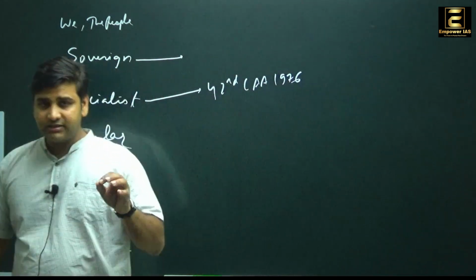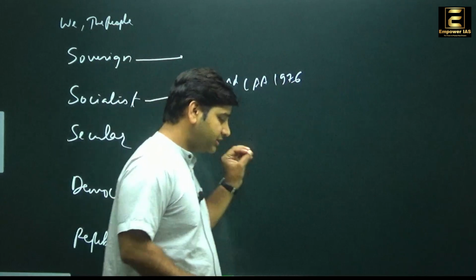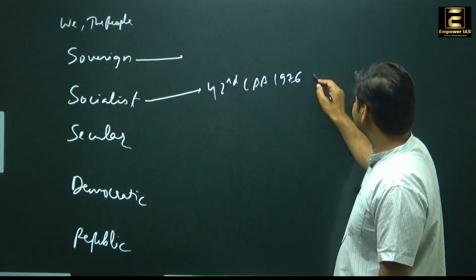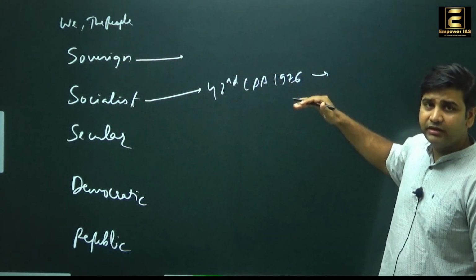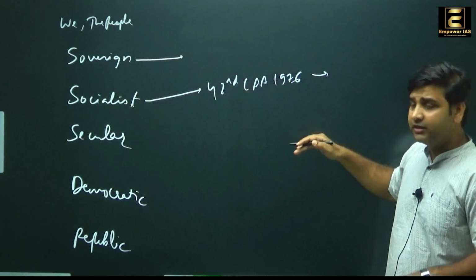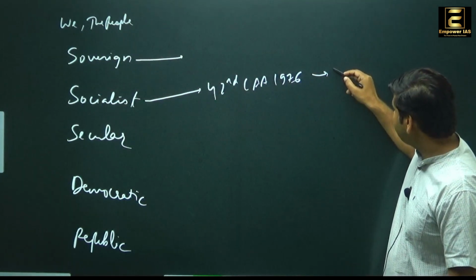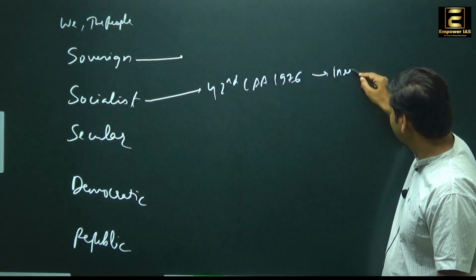What does socialism mean? Socialism, or the philosophy of socialism, or the word socialist here, means to finish inequality, or to make the country or the classes within it equal. That simply means it is a philosophy which is against inequality.